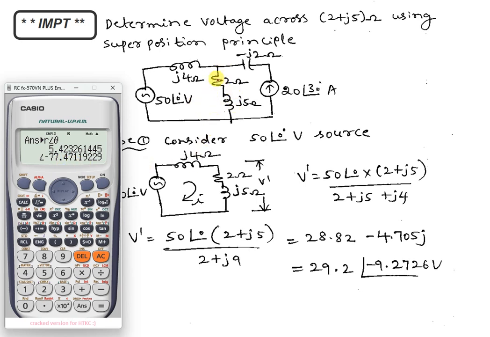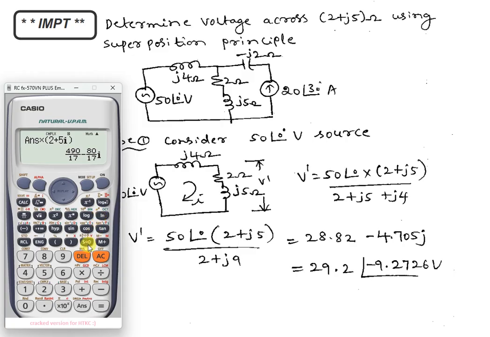If they ask for current through 2 plus 5J, this is the current value. But here they ask for voltage. So this current is multiplied by 2 plus 5J, because we have to calculate only across 2 plus 5J. So this current value is multiplied by, because we are measuring this V dash only across 2 plus 5J, so this answer multiplied by open bracket 2 plus 5I.